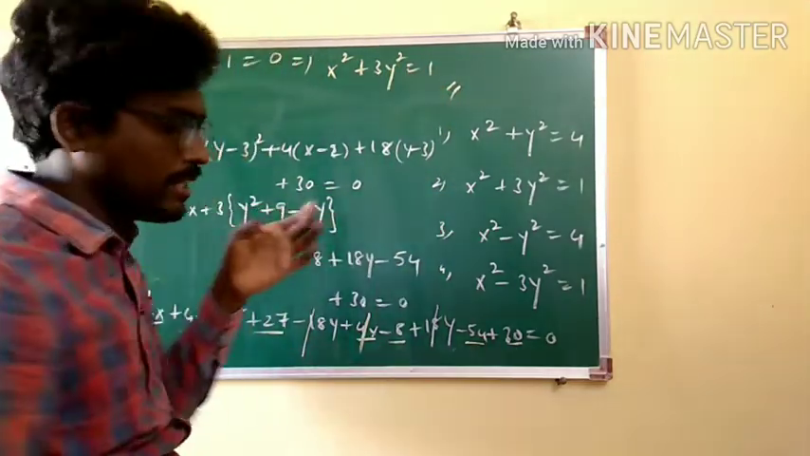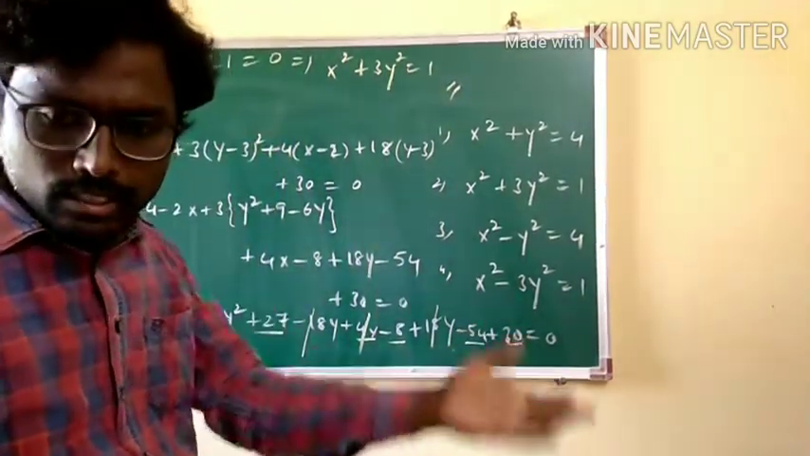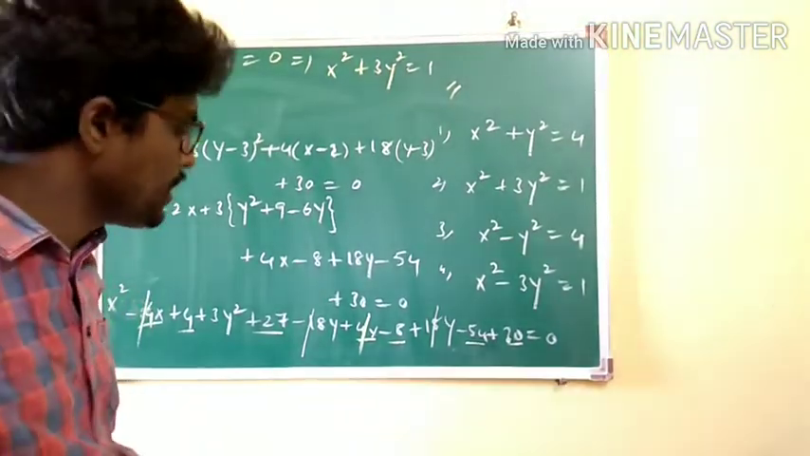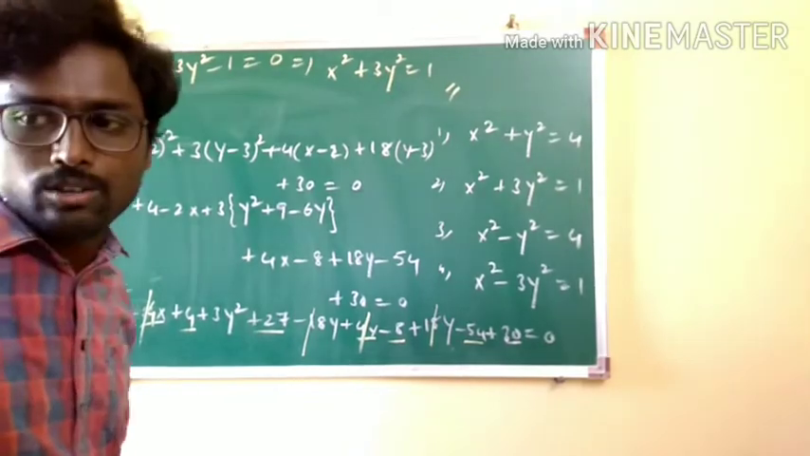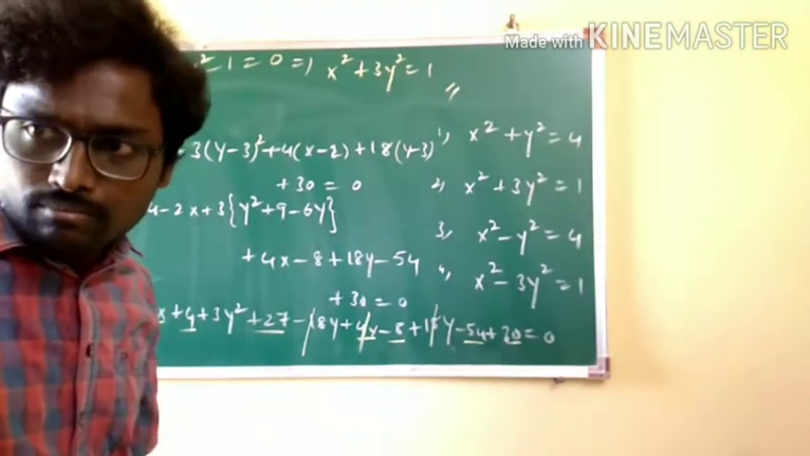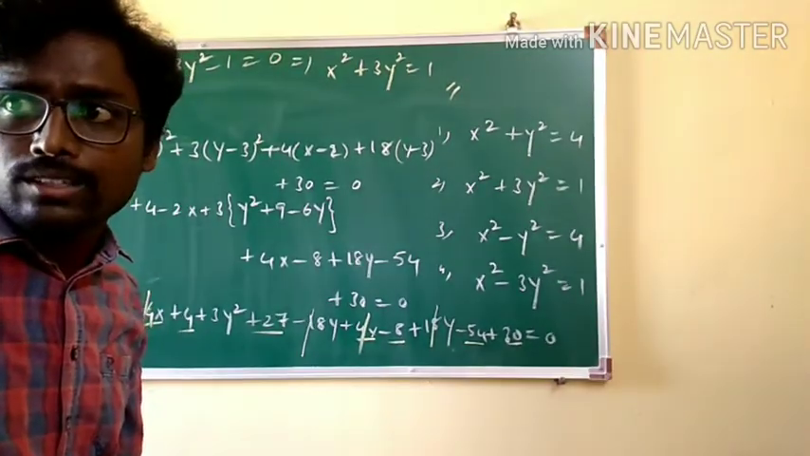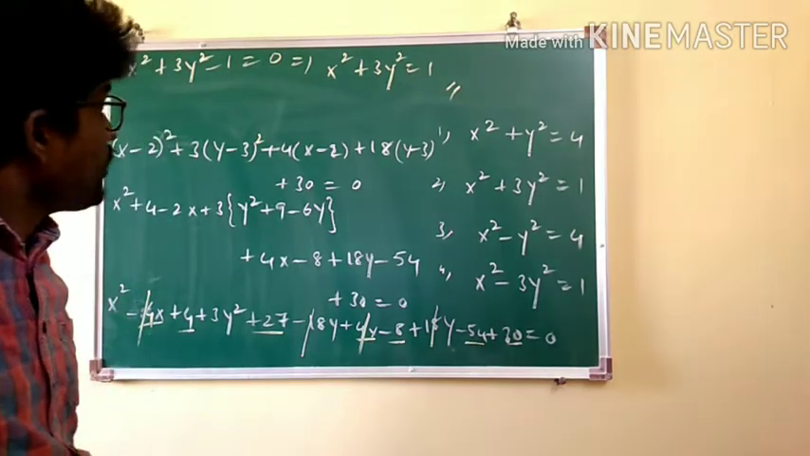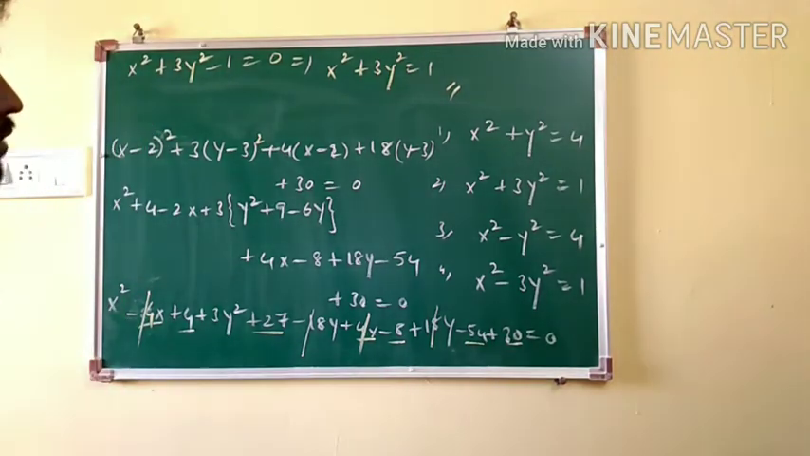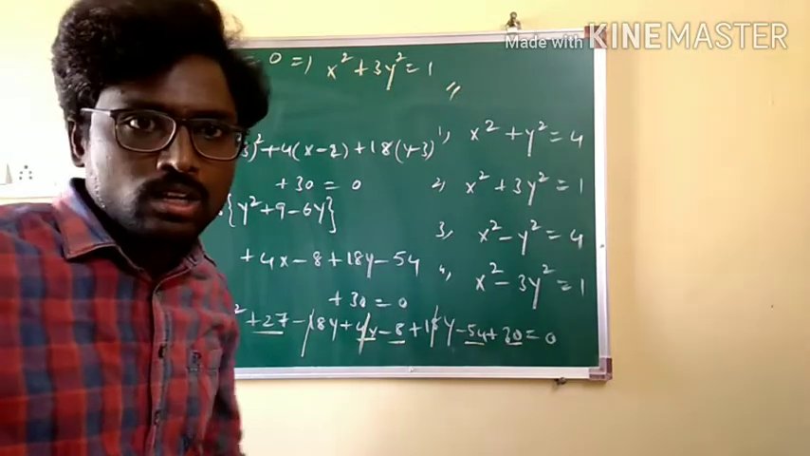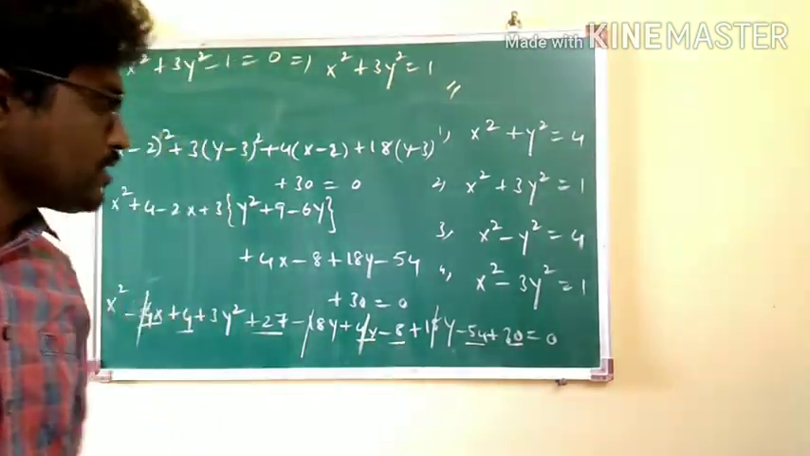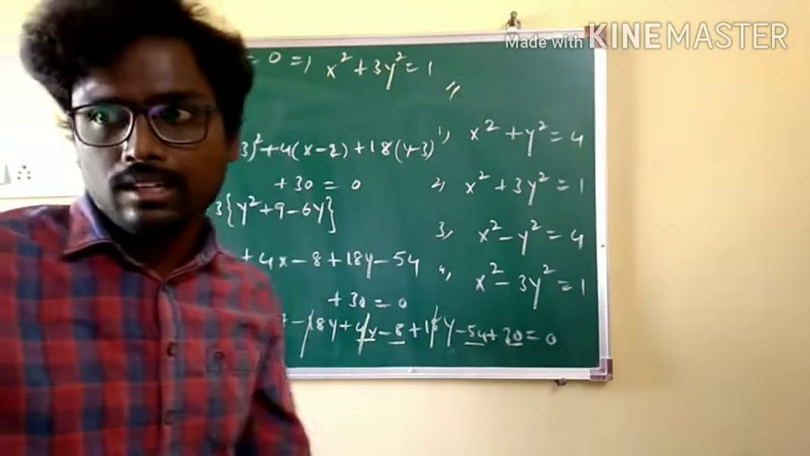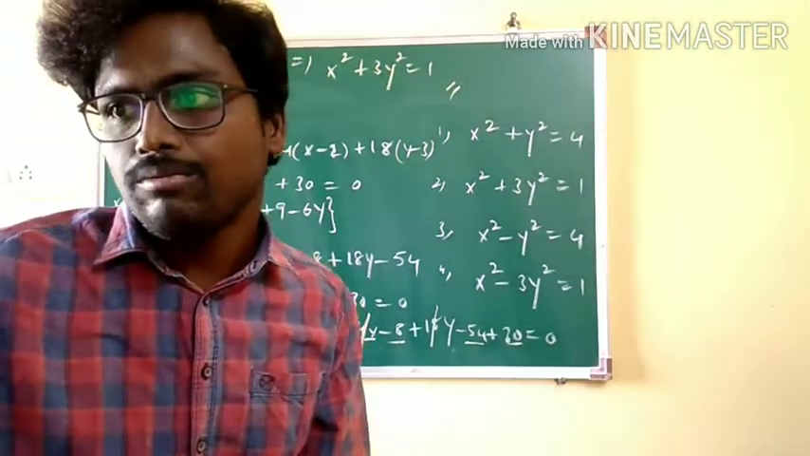See how fast you should be in calculations. Otherwise the time factor is very important here. Additions and subtractions, we should do faster, then only we can save our time. So here we are getting the answer as option 2, that is X square plus 3Y square is equal to 1. Any difficulty here? Nothing. We could get the equation very easily just by understanding the question. Chalo, take this problem.